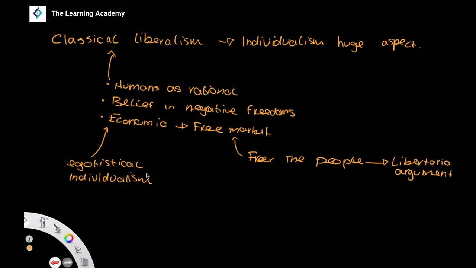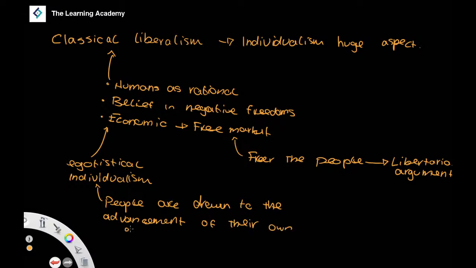Natural rights, Locke talks about in the Two Treatises of Government. Yes. So when we talk about egotistical individualism, we're referring to human beings that are naturally drawn to the advancement of their own goals. This is the Lockean perspective. I noticed someone mentions natural rights and the Two Treatises of Government. Yes, Locke talks about these individual points here.